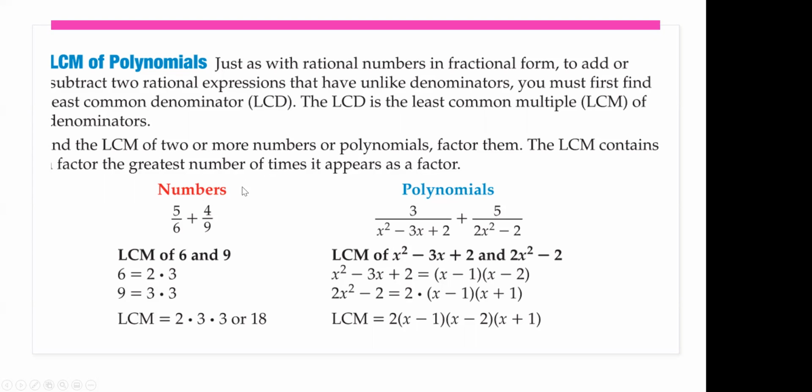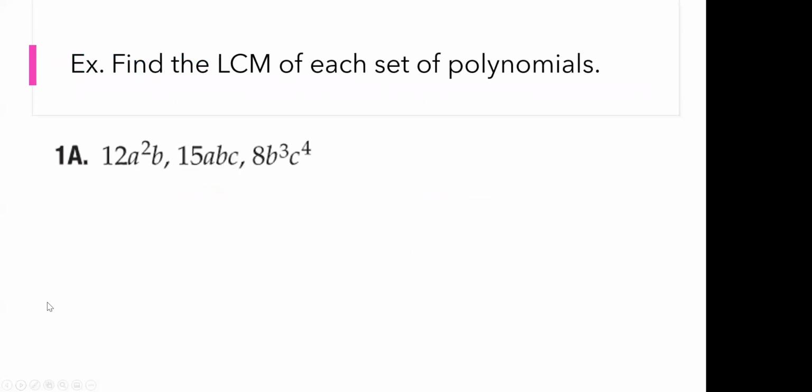Okay, so it's just trying to get you to see the similarity between adding and subtracting fractions. Normally when you add, which is essentially what you're doing, these are fractions, right? In order to add and subtract fractions, you have to find a common denominator, okay? So the common denominator is going to be the least common multiple of the polynomials that are in the denominator, okay? All right, so let's try this.